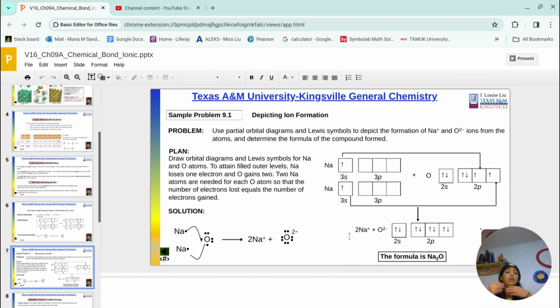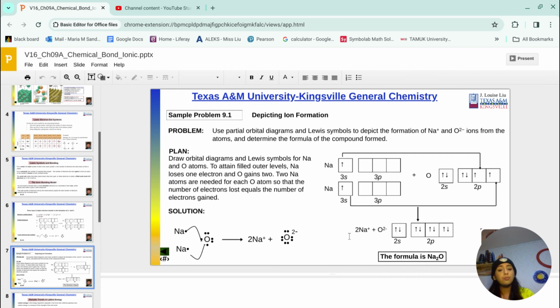Moving on, we're looking at a problem where they're asking us to show these different types of structures. So the problem is to use the partial orbital diagrams and Lewis symbols to depict the formation of Na plus and O2 minus ions from the atoms and determine the formula of the compound formed. Our plan is to draw the orbital diagrams and the Lewis symbols for Na and O atoms. To attain the filled outer levels, Na loses 1 electron and O gains 2.